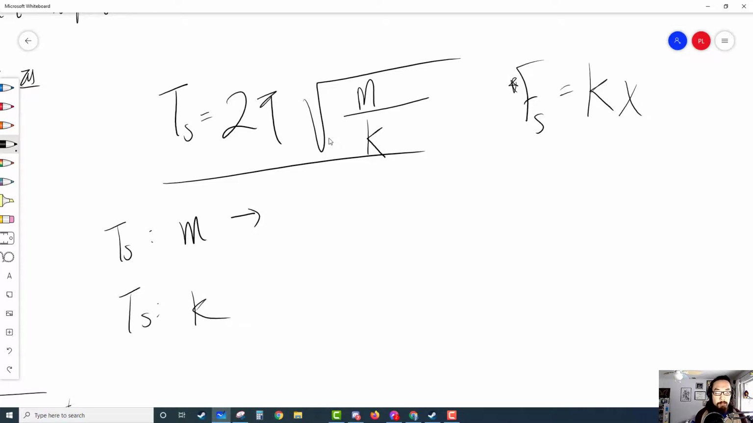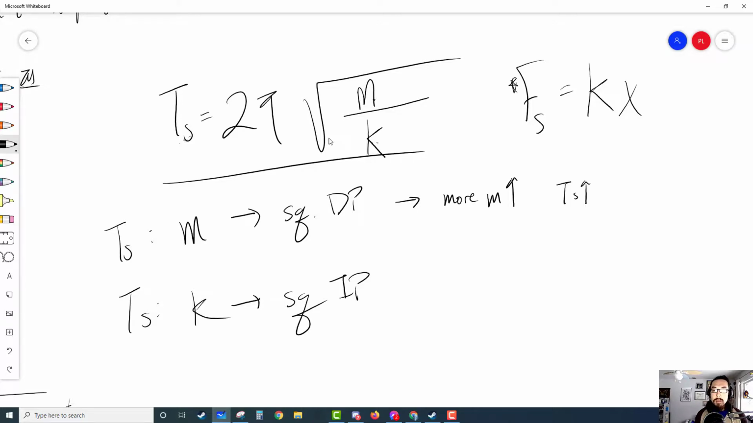So let's just go over the relationship again. This is a square directly proportional relationship, and this is a square inversely proportional relationship. And we know that because the mass is in the numerator, and so is the period, but the spring constant is in the denominator, so it has opposite effects. Now this should make sense because if you attach a more massive object to a spring, the spring's gonna have a harder time pushing and pulling on it. So if you increase your mass, the period will increase. Okay, and it's because it takes a longer time.